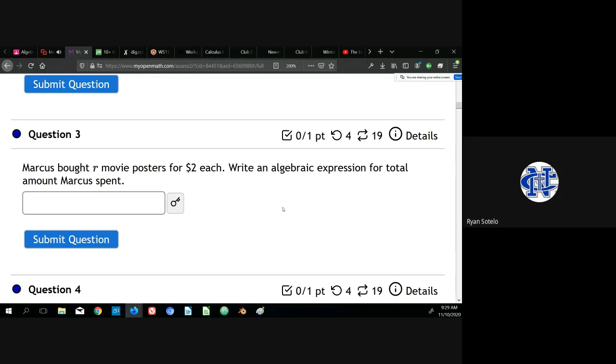If I bought R movie posters and they each cost $2, how much did I spend on posters altogether? R times 2. Or no? Yeah, yeah, that's right. Is this okay for all you guys, not just Tyler? Good.